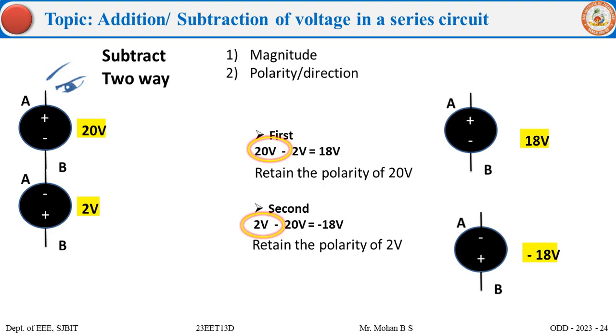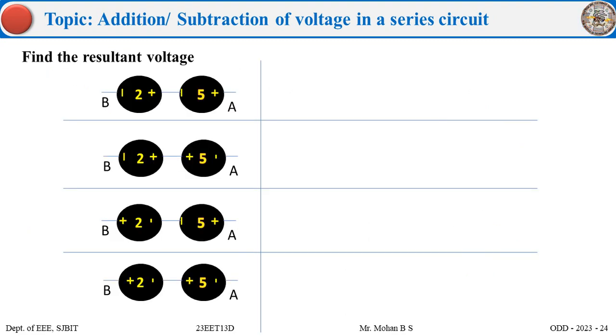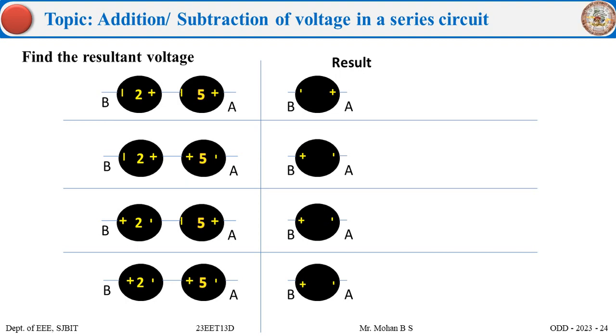I hope you've understood when we add and when we subtract, and that subtraction can be done either way. So here is a small exercise to see how much you have understood. I've given the polarities. Based on these polarities, you have to answer. Please pause the video and then resume to check your answers.